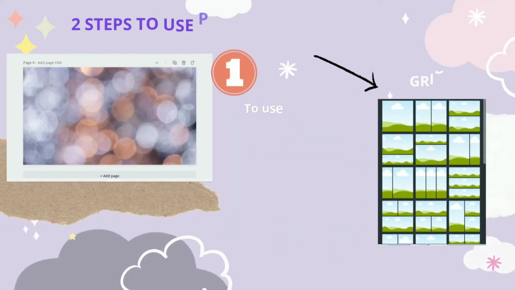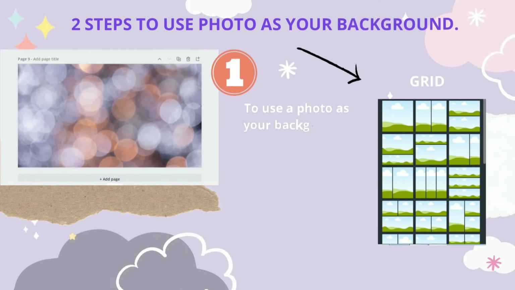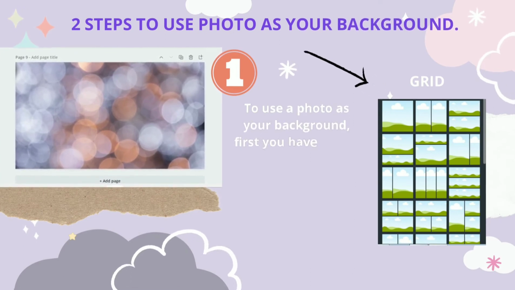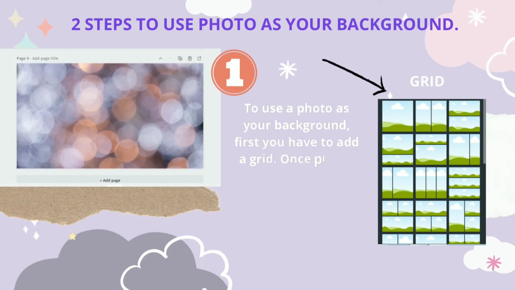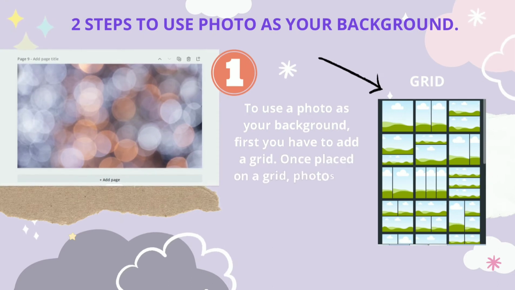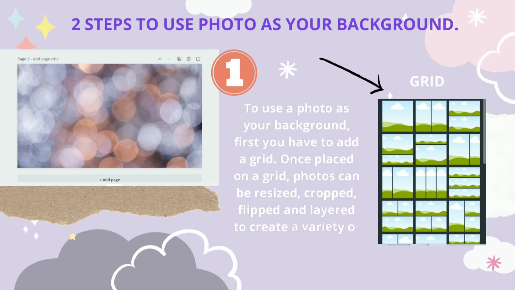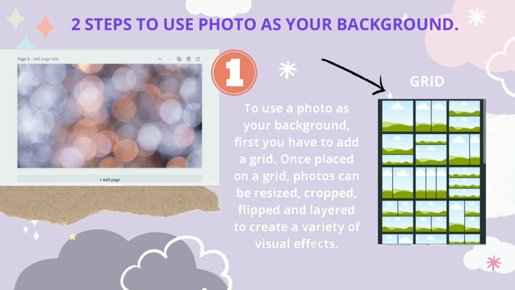There are two steps to use a photo as your background. To use a photo as your background, first, you have to add a grid. Once placed on the grid, photos can be resized, cropped, clipped, and layered to create a variety of visual effects.